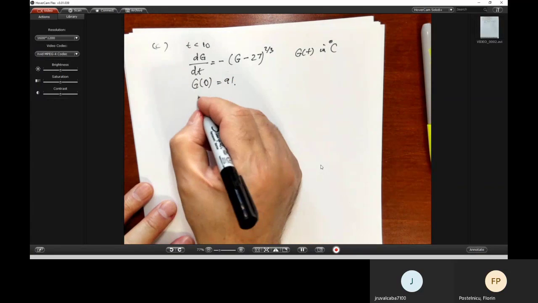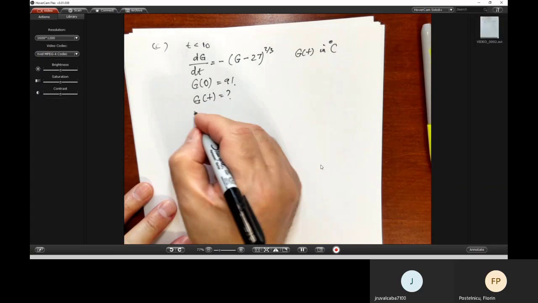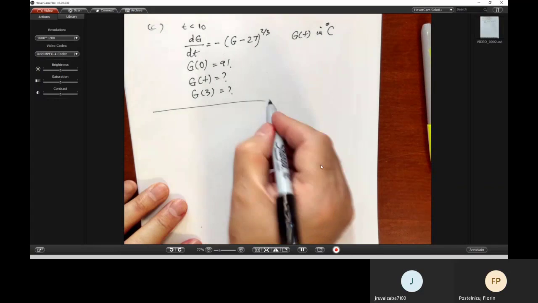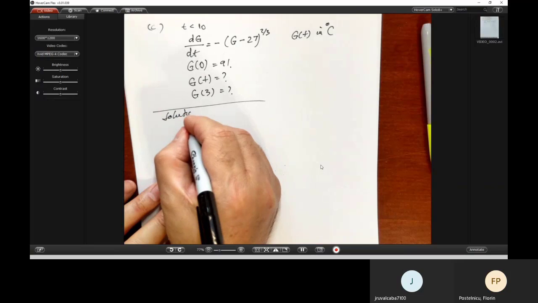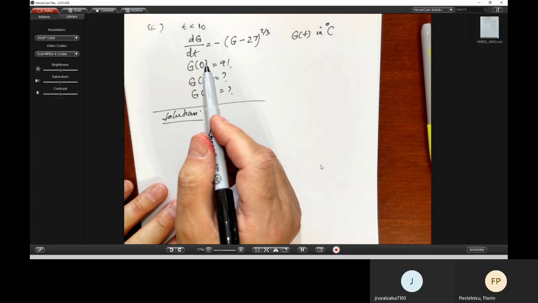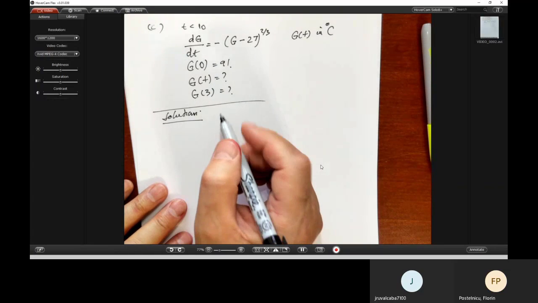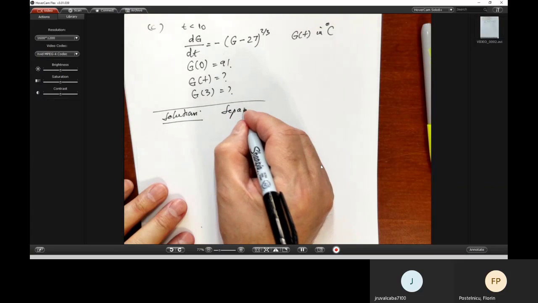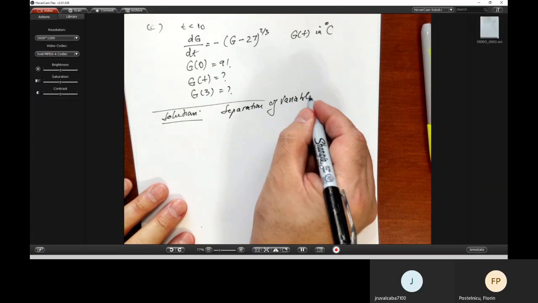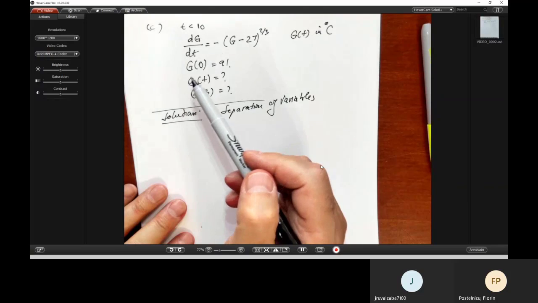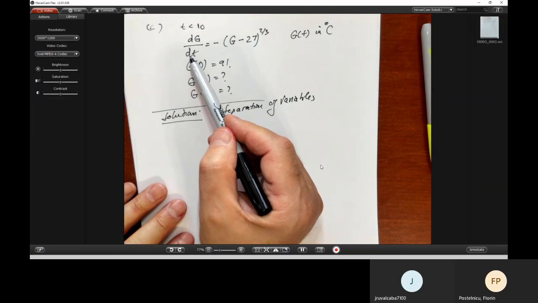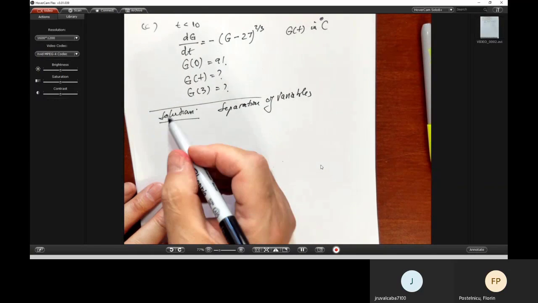Let's try to find out the solution of that differential equation. I'm going to use, as you remember, the separation of variables. So I will try to have all the variables containing g, let's say on the left side, dg included, and all the variables containing t, or representing t, on the right side, so dt included. It's clear that an easy way to do that is by multiplying the whole equation with dt over g minus 27 at 2/3.